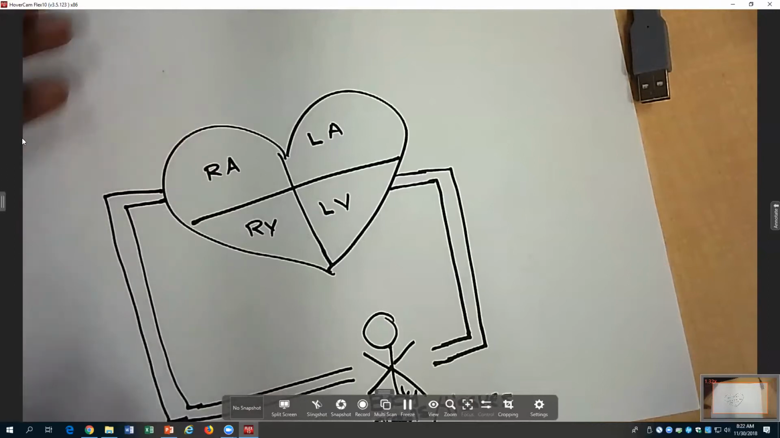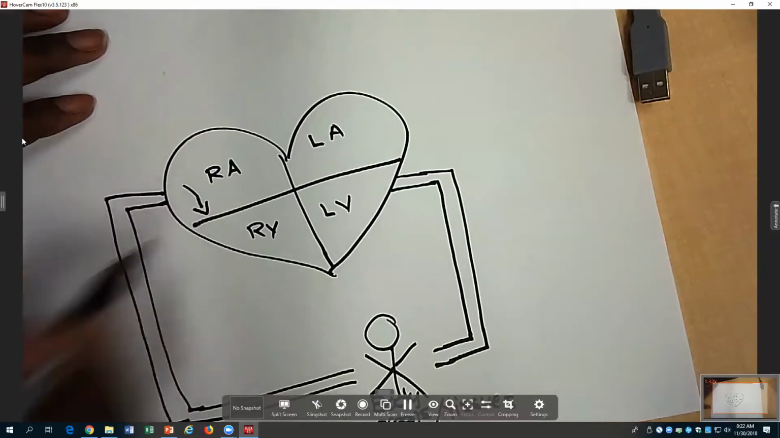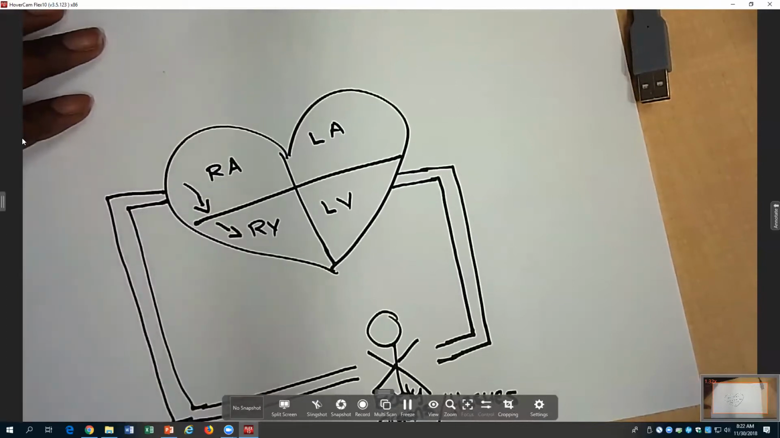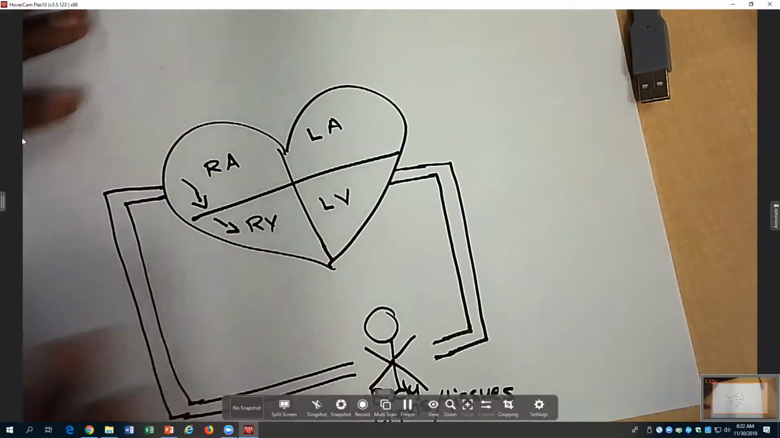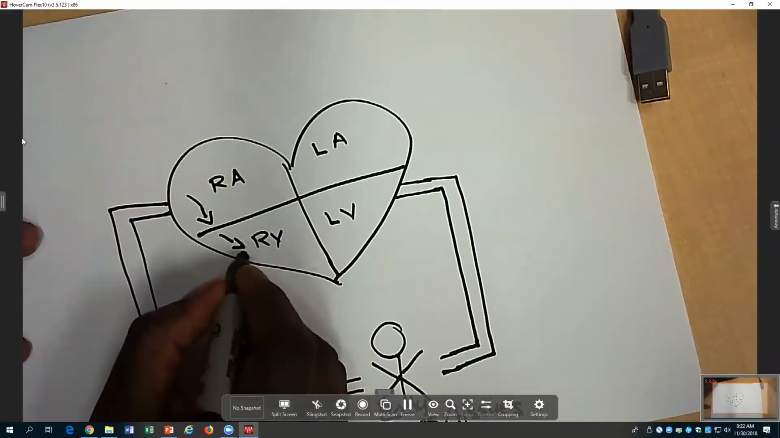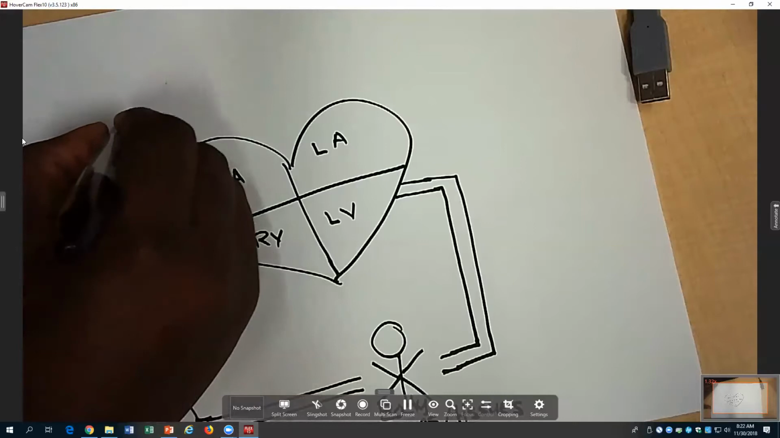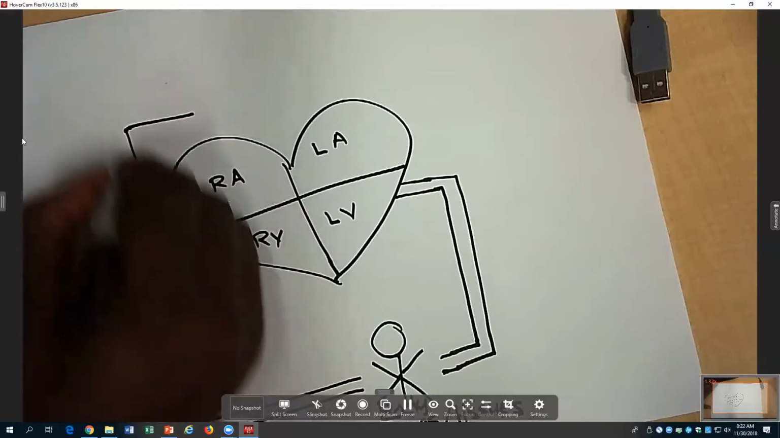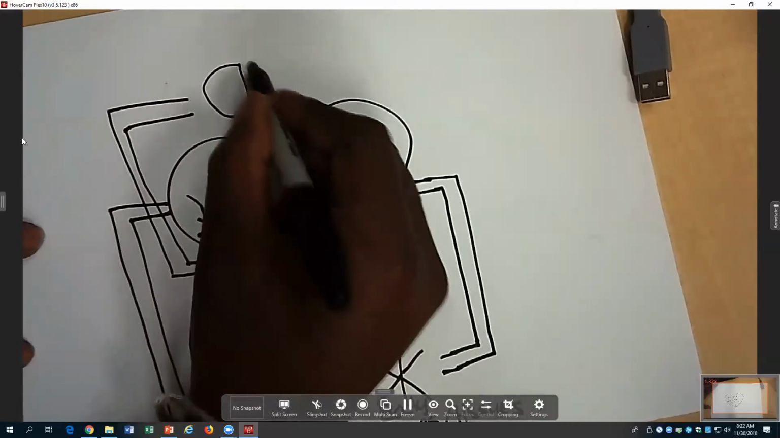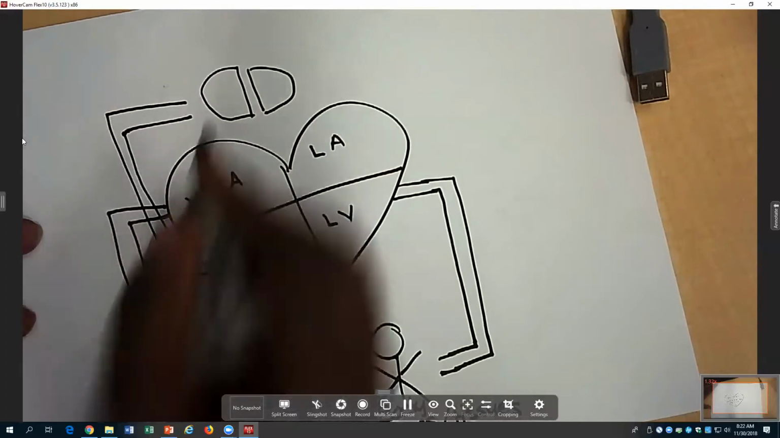Now from the right atrium, it's going to be pumped into the right ventricle. And from the right ventricle, it's going to leave the heart one more time. So it's going to leave the heart again here, and it's going to make its way up to the lungs. Let's draw our lungs here.